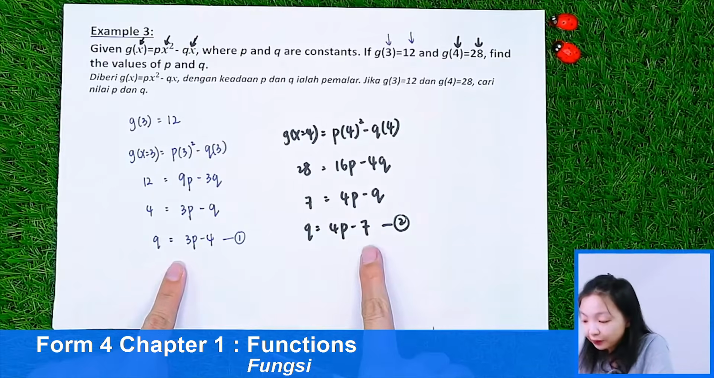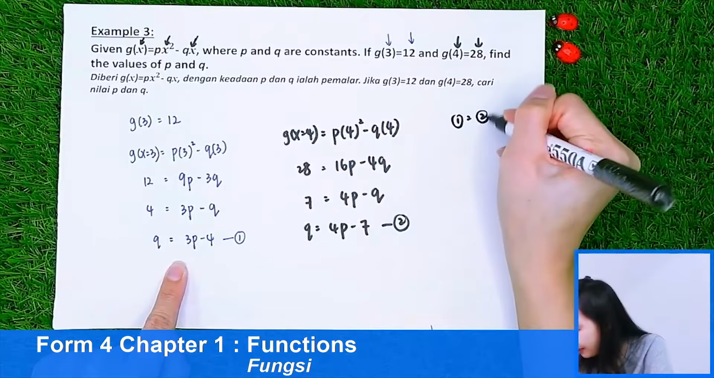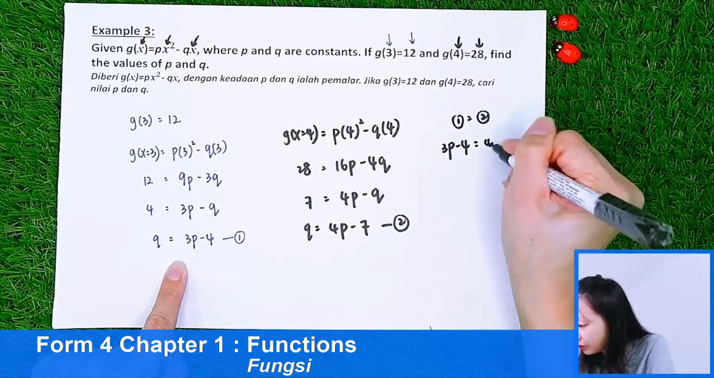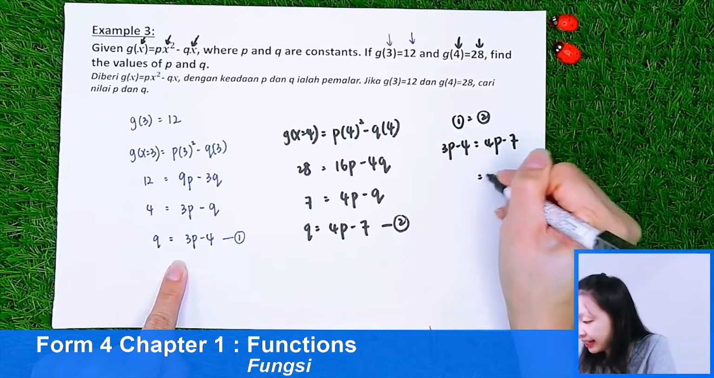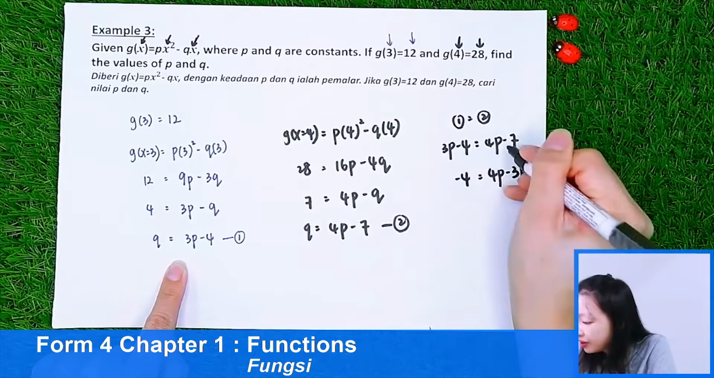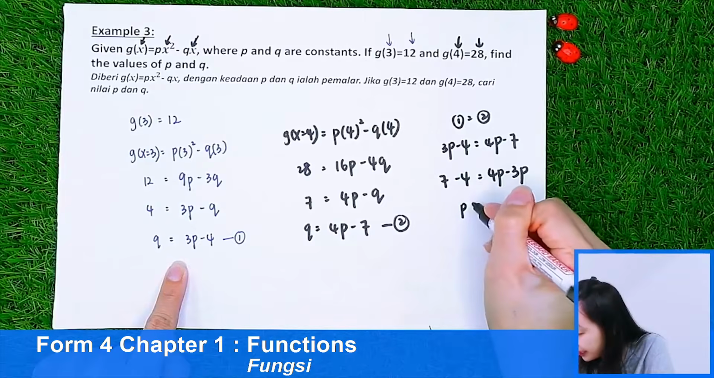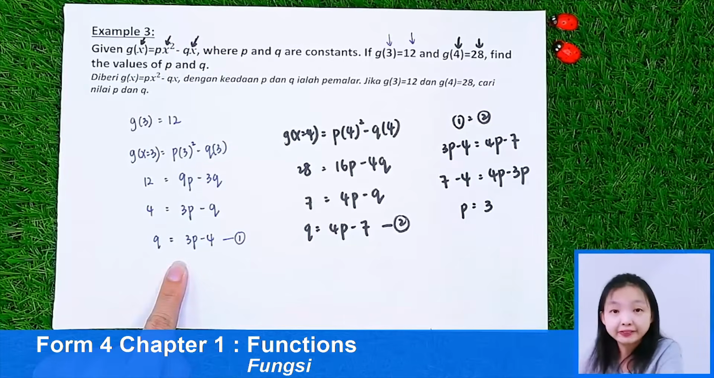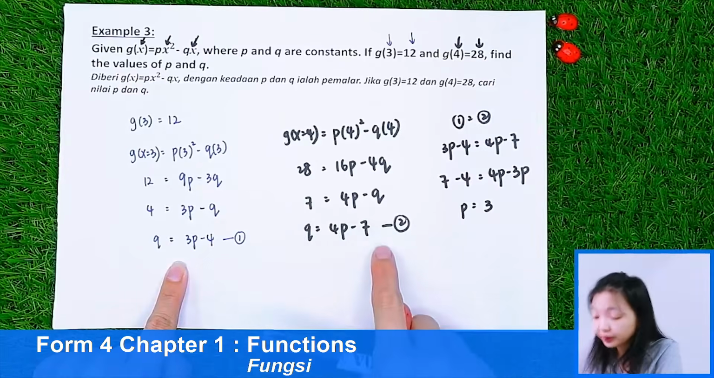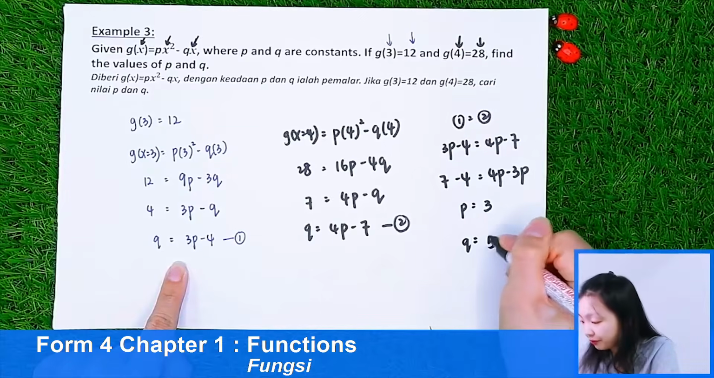Now, I can equalize my first and second equation: 3p - 4 = 4p - 7. 4p - 3p: the -4 moves over to become positive 7. So p = 3. After I get p = 3, I can substitute into either equation 1 or equation 2 to get my q. So I get q = 5.